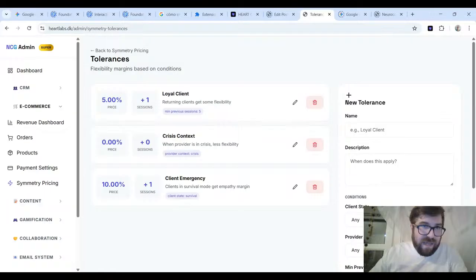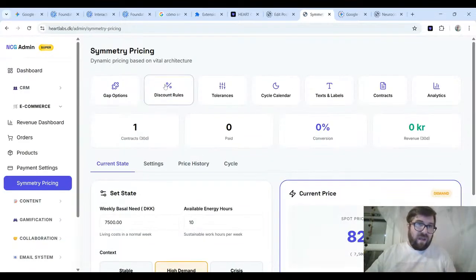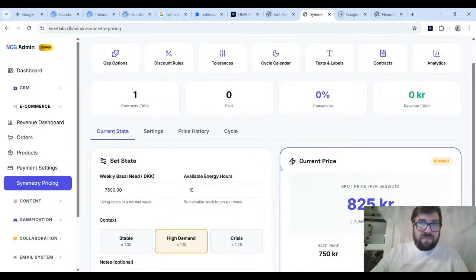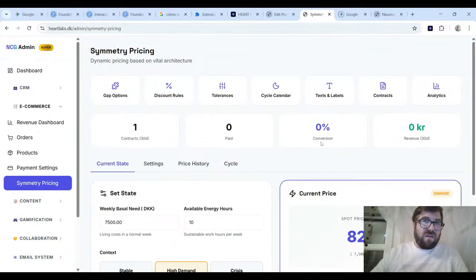But if the client is in an emergency, you can have 10% tolerance on the price, or if it's a loyal client, you can have 5% tolerance. So if they say they need 4 but they are really close to it, you can make an exception. Also, when they are missing some amount, they can cover that amount. They say maybe I really need 4 but I have money for 3, and that's okay.